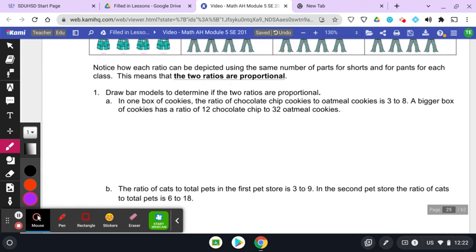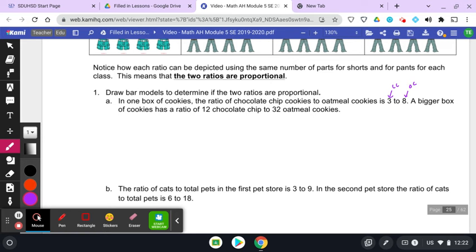All right, number 1. Draw bar models to determine if the two ratios are proportional. In one box of cookies, the ratio of chocolate chip cookies to oatmeal cookies is 3 to 8. So remember, it goes in the same order. If it says 3 to 8, what came first? The 3 is representing the chocolate chip cookies, and the 8 is representing the oatmeal cookies.